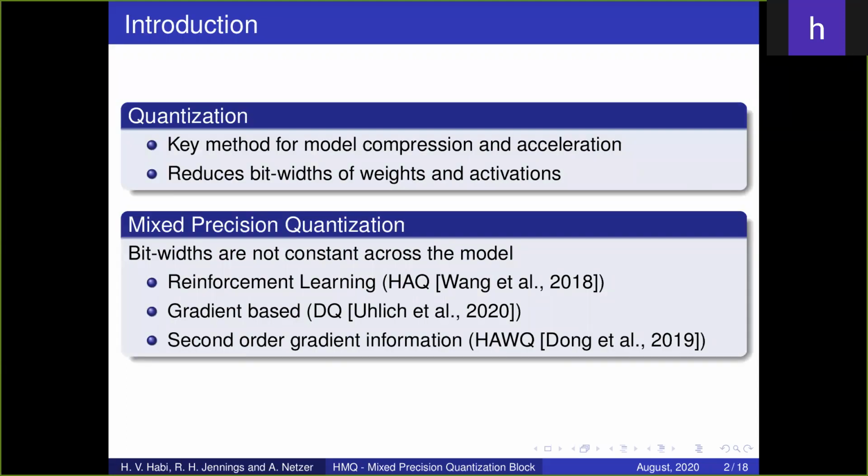Quantization is a key method for enabling the deployment of neural networks on embedded devices, as well as for reducing their memory requirements and latency. Recent work has shown the benefits of using mixed precision quantization, a method in which the bit widths are not constant across the model.